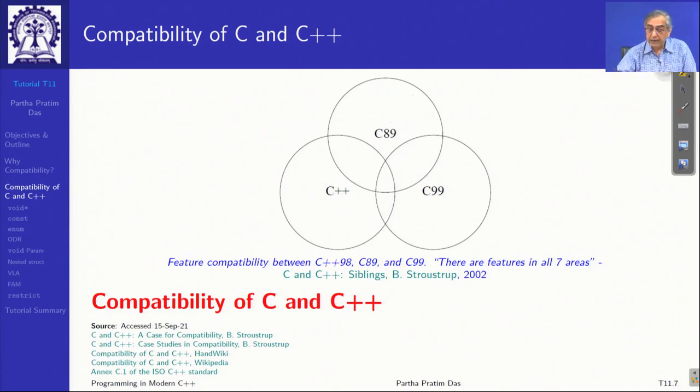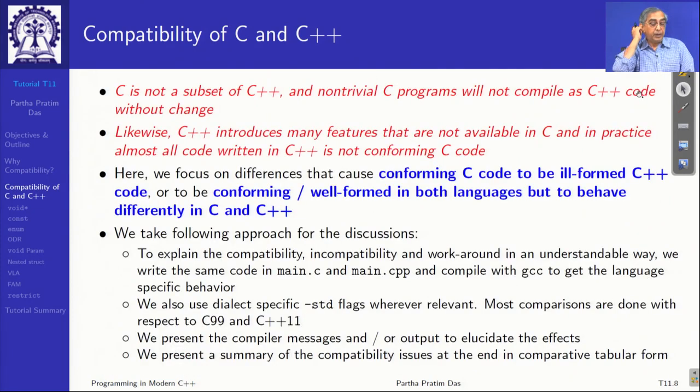So, let us look at some of these issues one by one, because C++ is not a superset of C, and C is not a subset of C++. The way we will illustrate this is we will try to write the same code in a C file as well as a C++ file, main.c and main.cpp, and see what their behavior is.